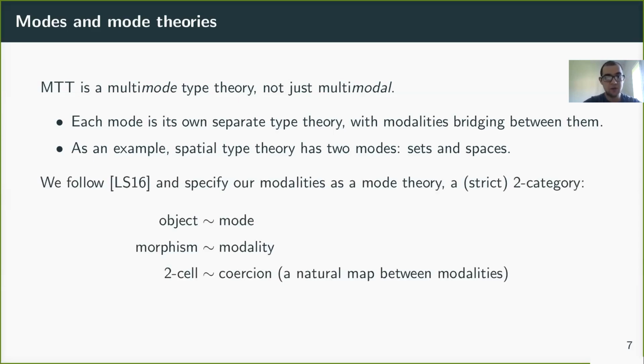Now we can follow the work of Licata-Shulman, which extends Reed 2009, and specify our mode theory systematically as a 2-category. The correspondence here is that an object corresponds to a mode, a morphism to a modality, and a 2-cell becomes a relationship between modalities. I'll use the term coercion. It basically means that there is a natural map between these modalities.